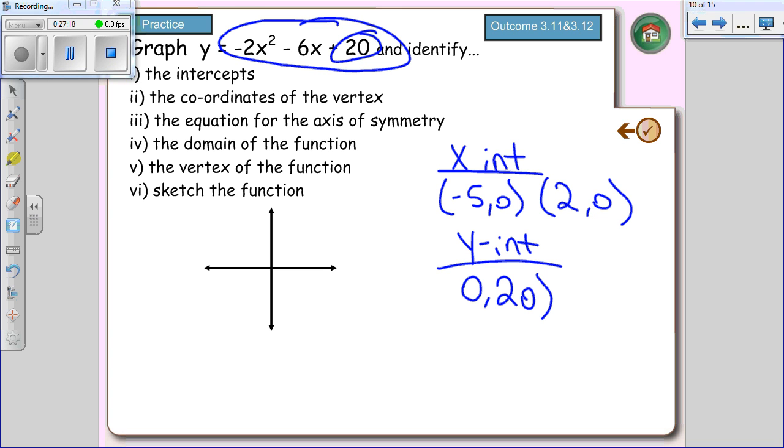The vertex goes second trace. We have a maximum, so we want to calculate the maximum. Go left of the maximum point. Hit enter, go right of the maximum point. Hit enter. Hit enter one more time, and your vertex is at negative 1.5, 24.5.